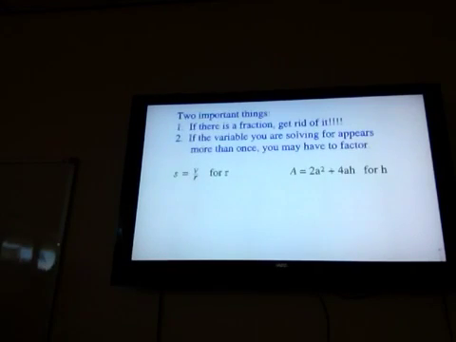The second piece, if the variable you're solving for appears more than once, you may have to factor. Okay? Now, that might not make sense right now, but when we get to that question, I will make sure I re-emphasize number 2. When does that happen? Okay, so question number 1.